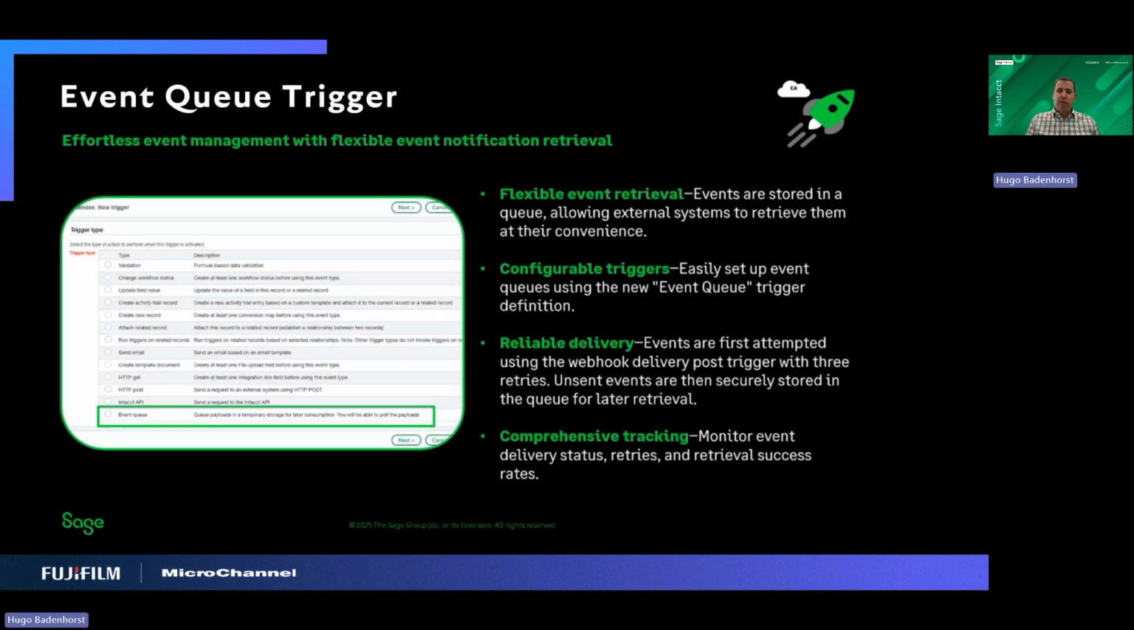When we look at the dev side, the technical side, there are a few things looking at event queue trigger. A few things are coming out from queues that we can do. There's flexible event retrieval, so once we start getting that in, we can actually view what's been requested. There are configurable triggers as well, and then it's all about the reliability around that. And I mentioned the tracking there at the end. So that's one that came out.